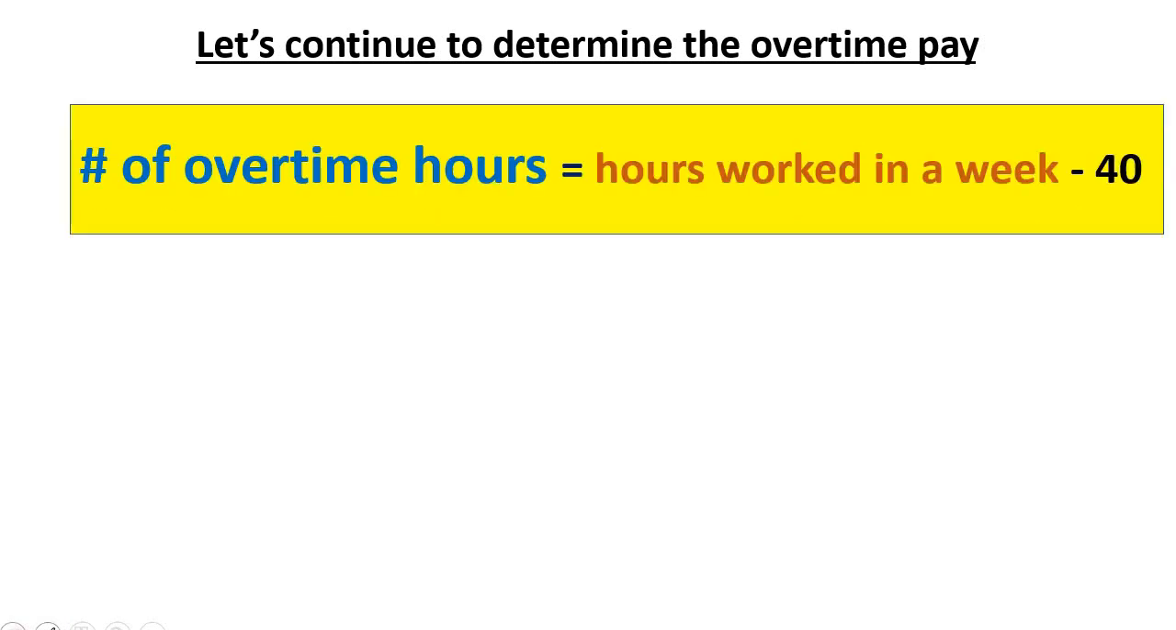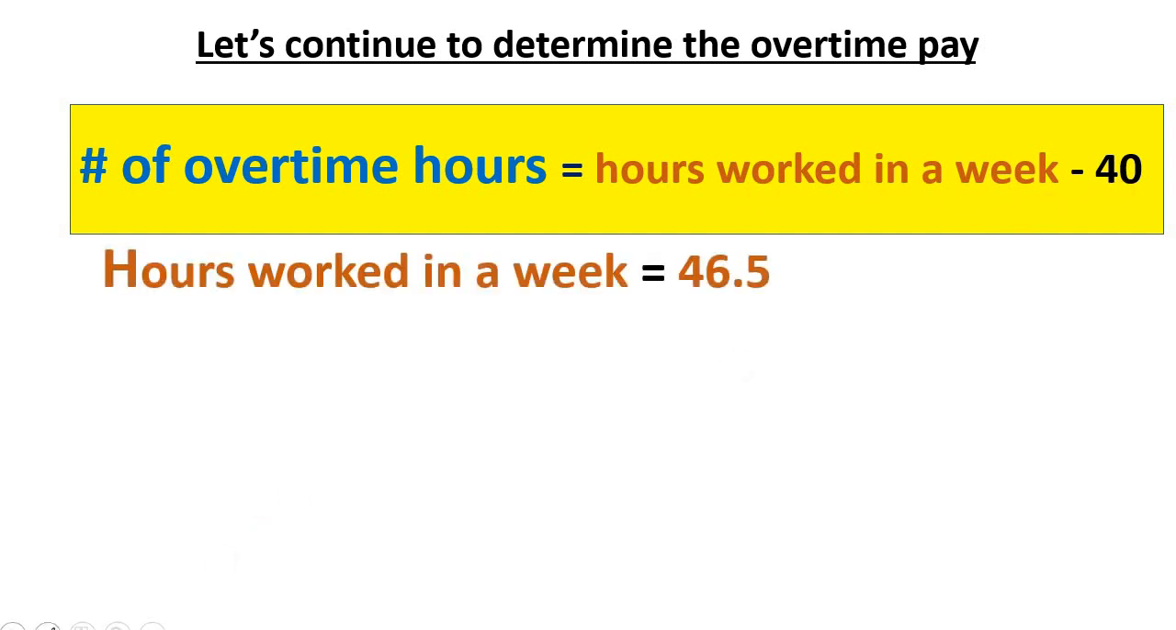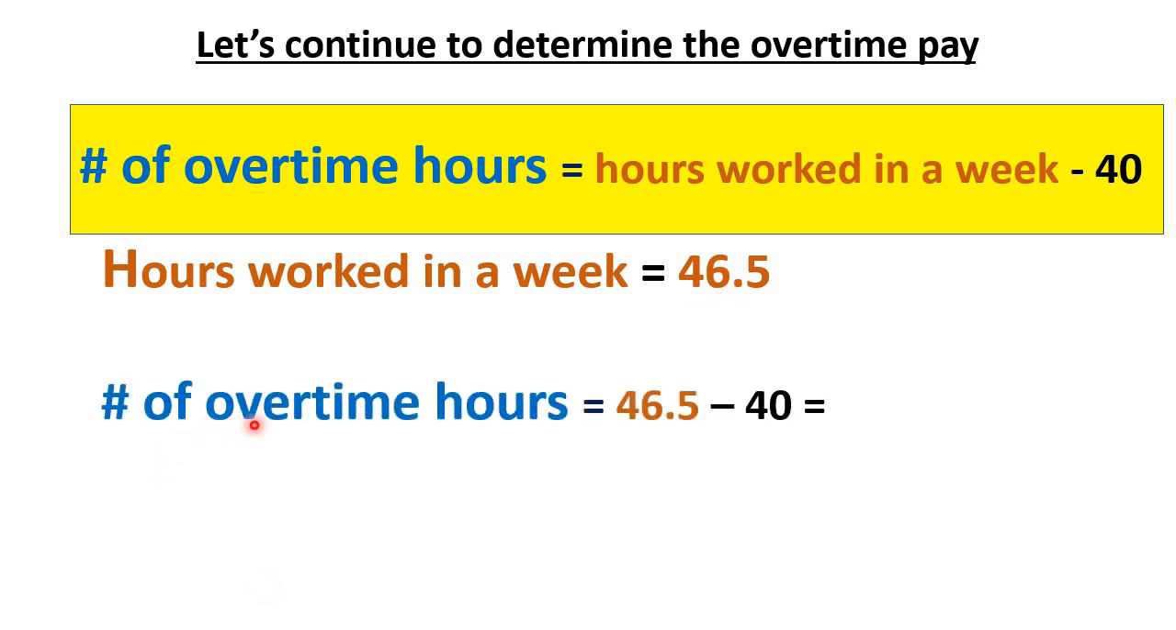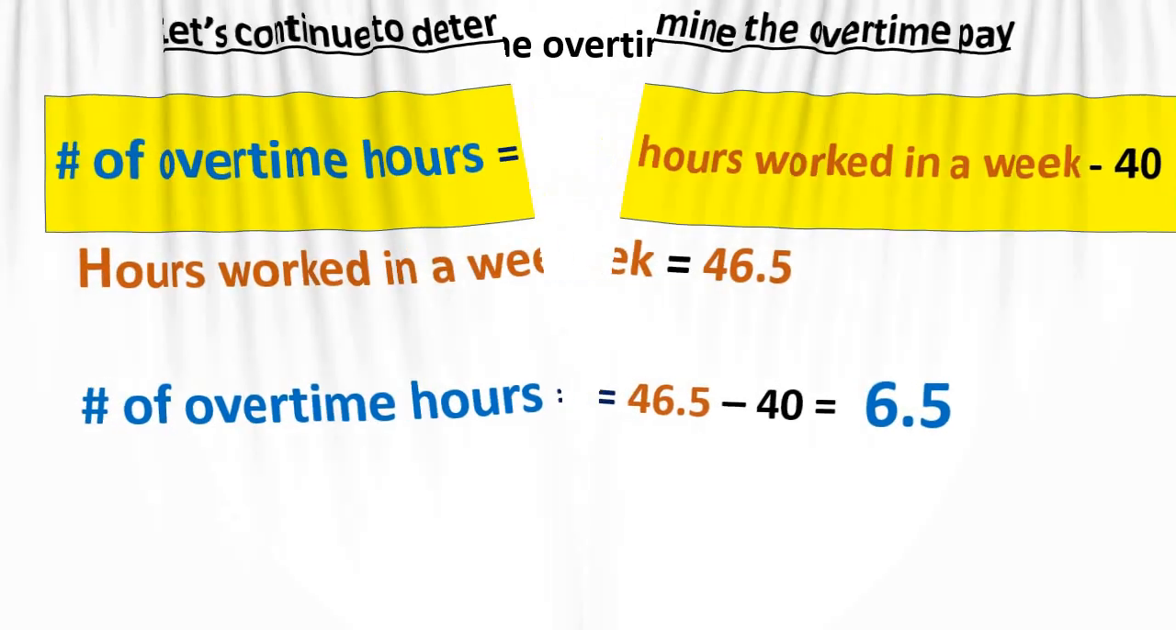Now we need to continue, because we need to figure out how many hours of overtime I am working, and it's going to be how many hours worked in the week minus 40. So if I know that I'm working 46.5 hours for that week, to determine how many hours of overtime, it's 46.5 minus 40. So how many hours of overtime did I work this week? Excellent, 6.5. Perfect, we are getting there.